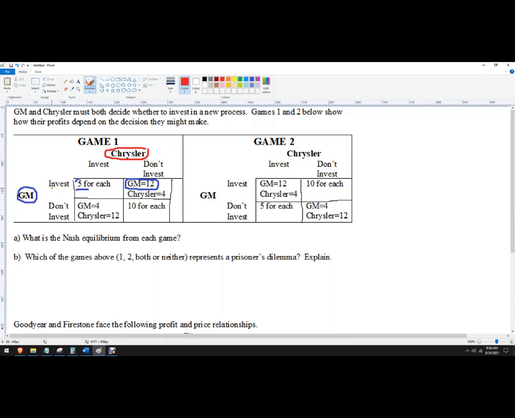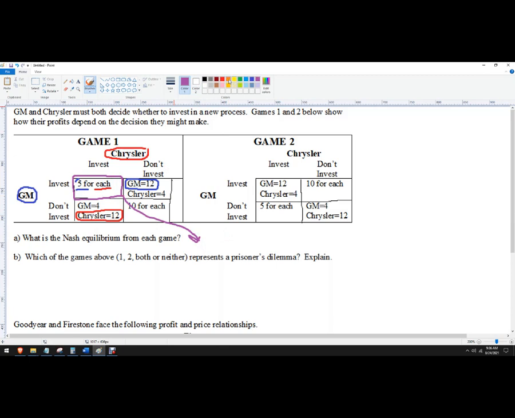Okay, so now let's go ahead and solve Chrysler's decisions. Let's say that GM invests. What's better for Chrysler, 5 or 4? It's better to get 5. So 5 is better than 4 there. And then if GM doesn't invest, it's better for Chrysler to get 12 instead of 10, so I'm going to go ahead and take that one. Chrysler also has a dominant strategy, and then the Nash equilibrium here, I'll do this one in purple, is that they're both going to invest. So that's the answer to that first game.